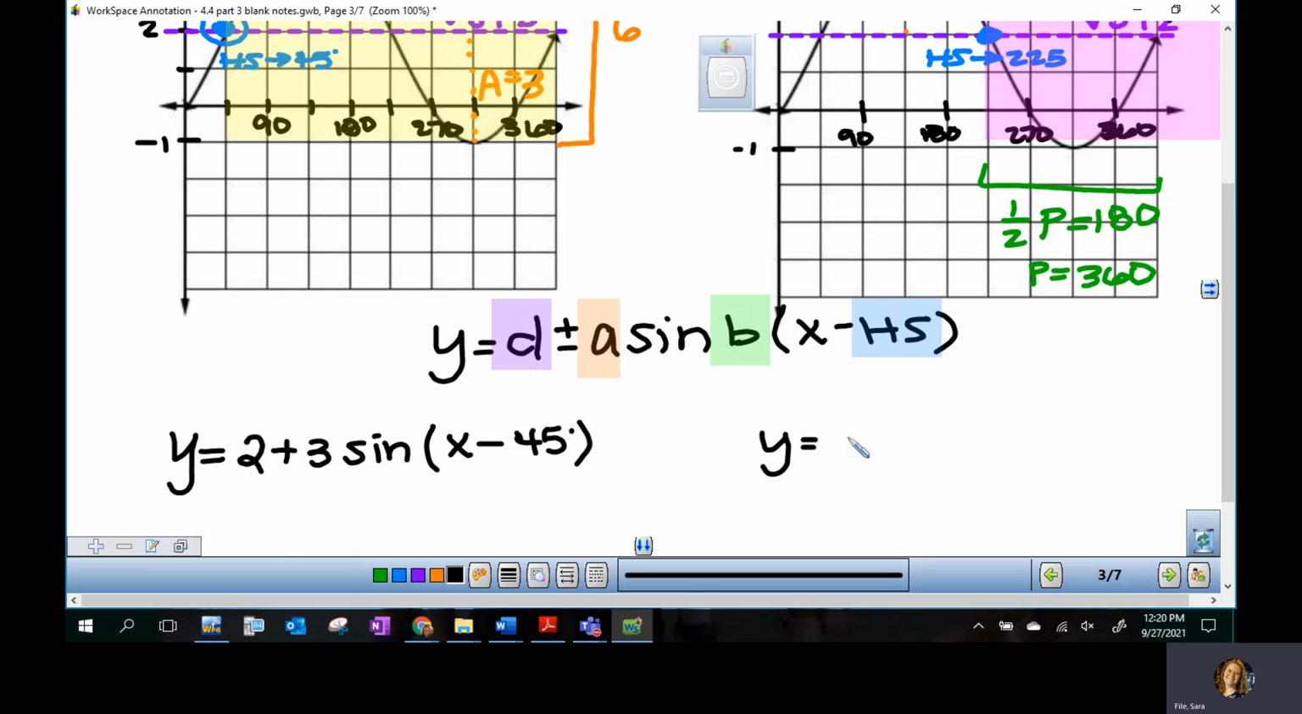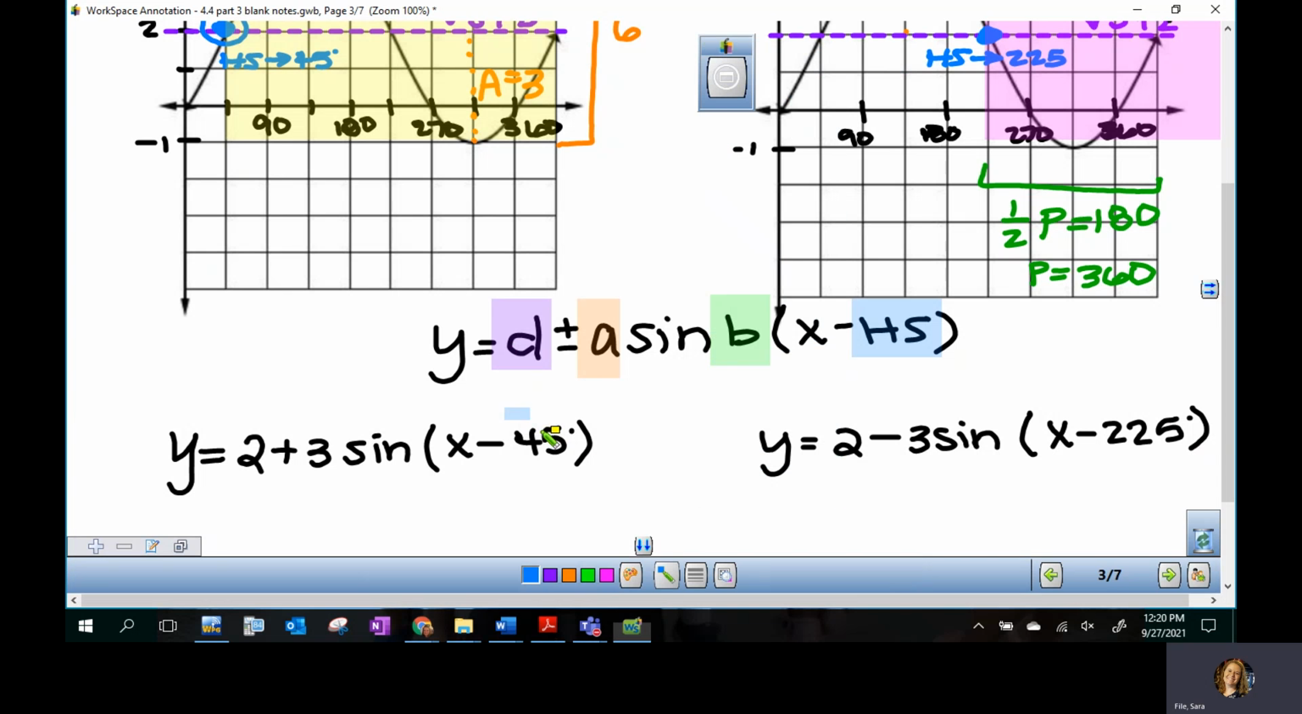Now for this one over here, the vertical shift did not change, but I'm doing a negative sine cycle. So this needs to be a minus in front of the A value. B is an understood 1. And then the horizontal shift is 225, so minus 225 degrees.